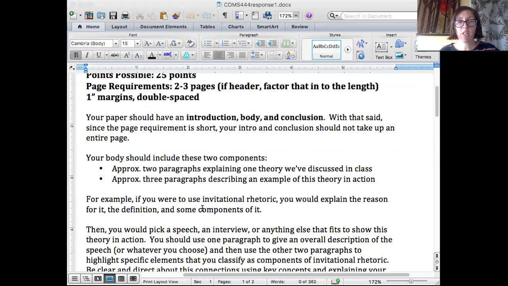since the page requirement is only 2 to 3 pages, please make sure that your intro and your conclusion are relatively short. That's something that I see sometimes with students who aren't familiar with how I grade. They end up writing a huge introduction and they don't spend enough time on the body, which is really where I'm grading you. So please make sure that you take note of that.